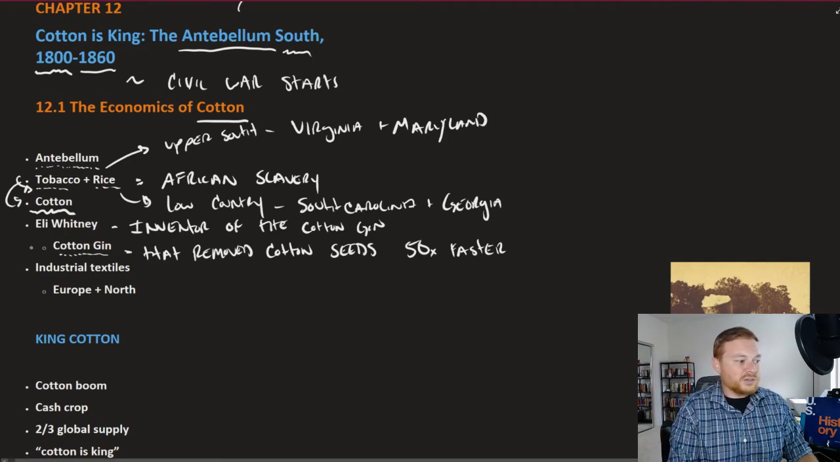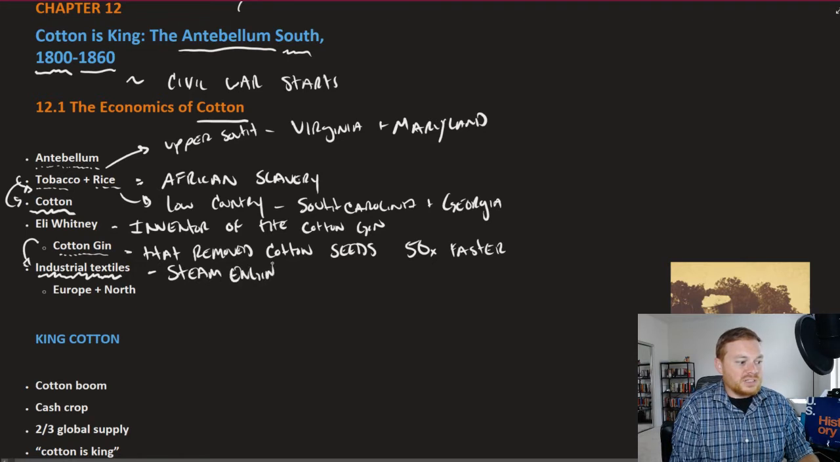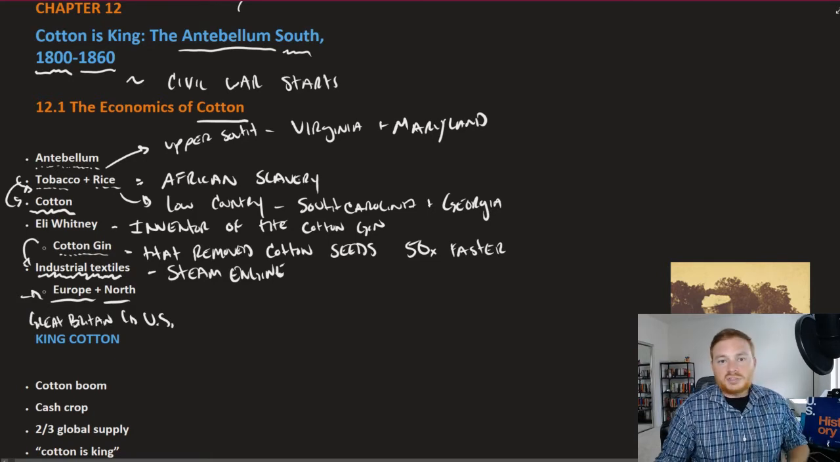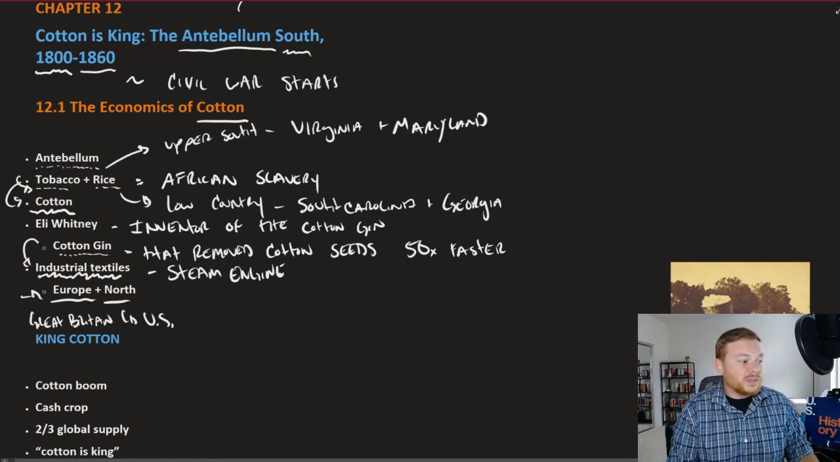And this cotton, this raw material, was then going to industrial textiles, which of course we know the Industrial Revolution as being based off the steam engine. And of course these factories are built in Europe and the Northern United States. So the North, we mean Northern US, and by Europe we mean mostly Great Britain, but there's also other areas that have some of these textile factories. But you know, the industrial textiles use the steam engine to produce, right?